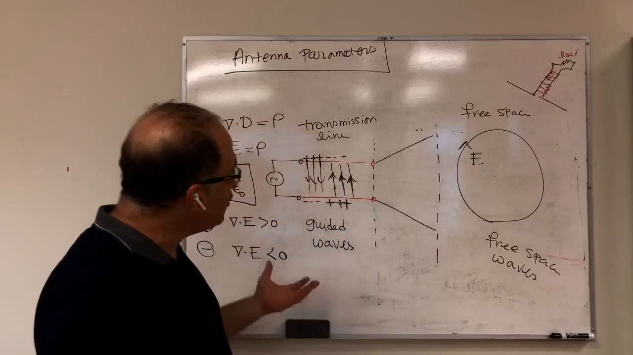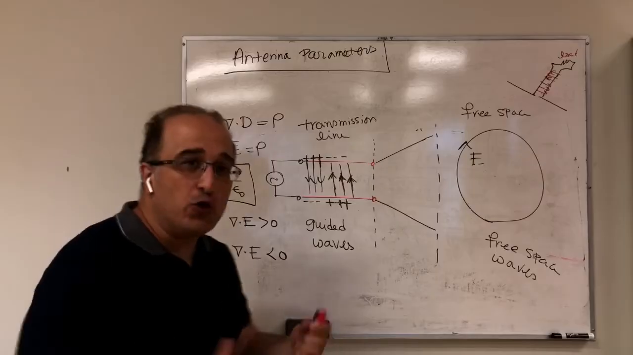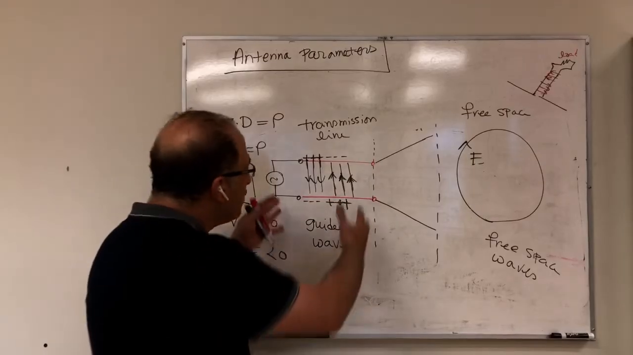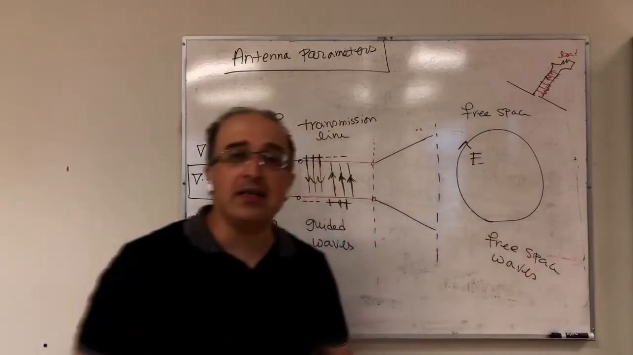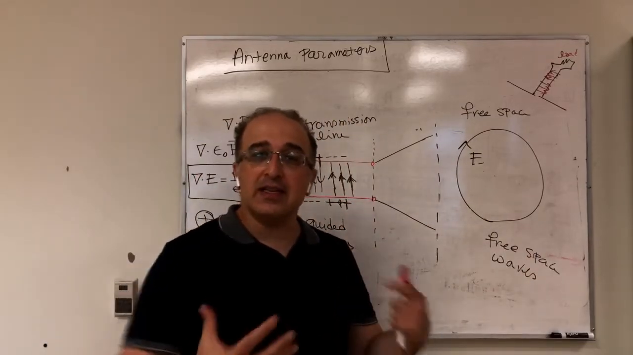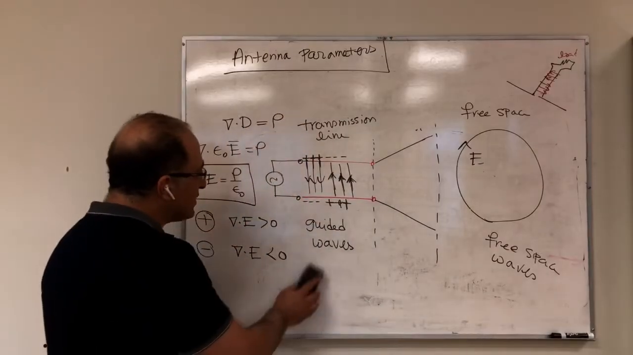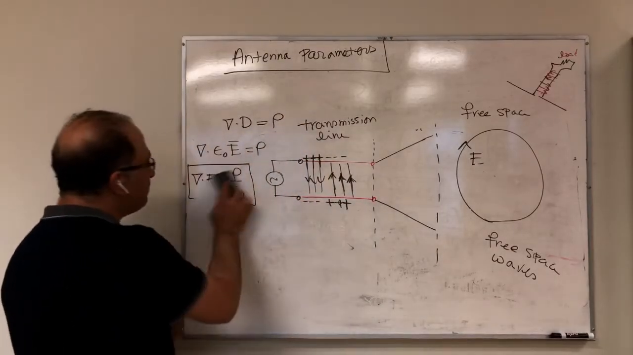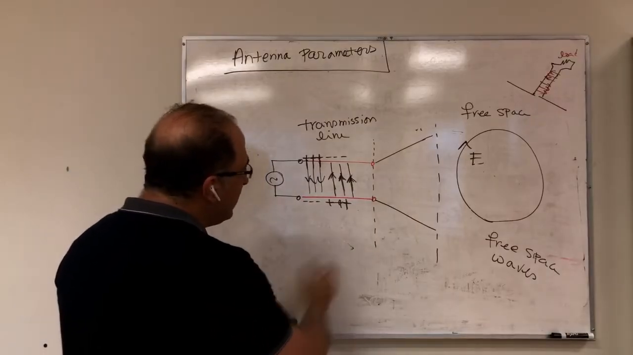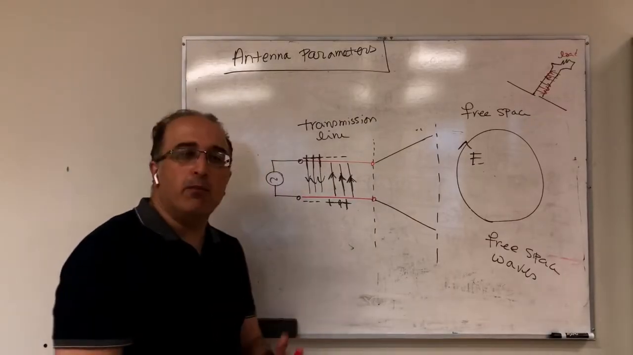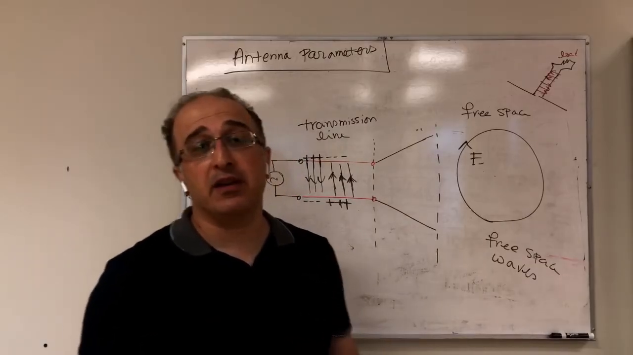Now, if I want to define parameters of an antenna, I need to have two sets of parameters, one for the circuit side, the other one for the space side, right? So this is something unique about antenna. Now, let's consider, for example, the circuit side. On the circuit side, the most important antenna parameter is the input impedance of the antenna.